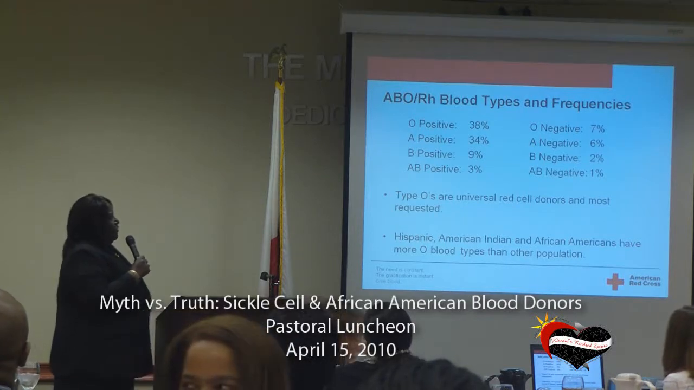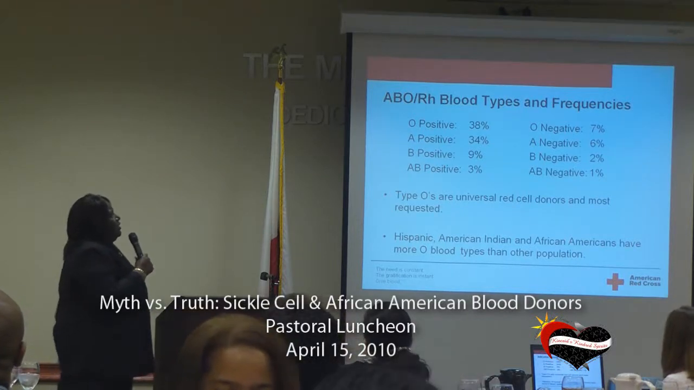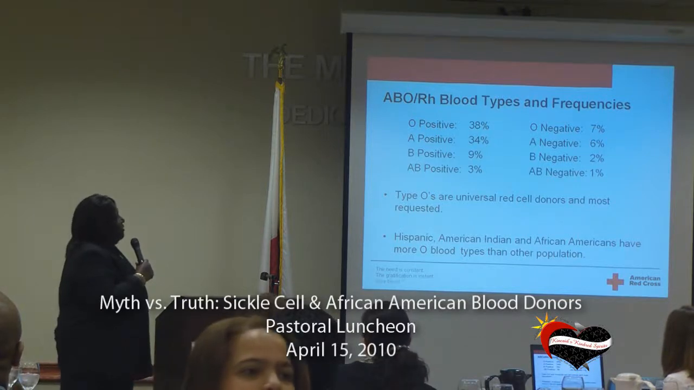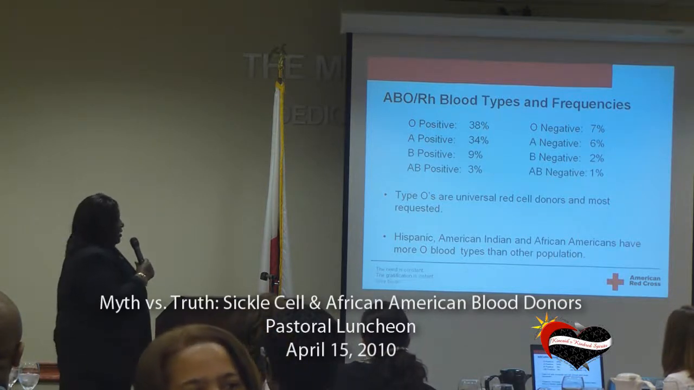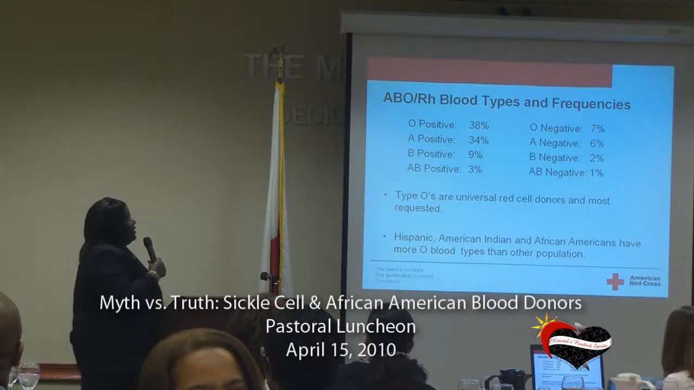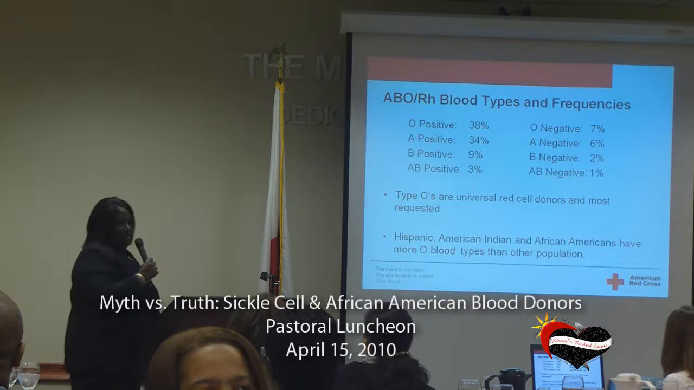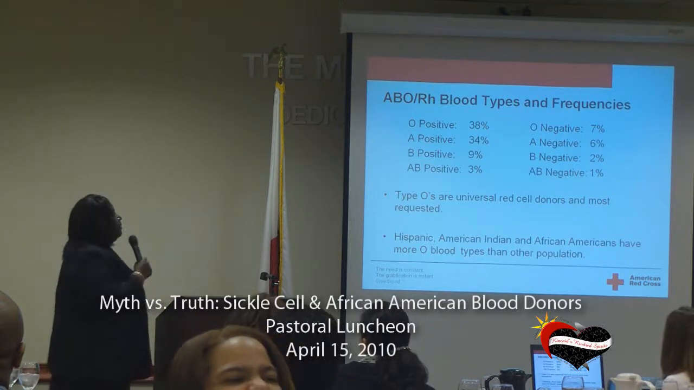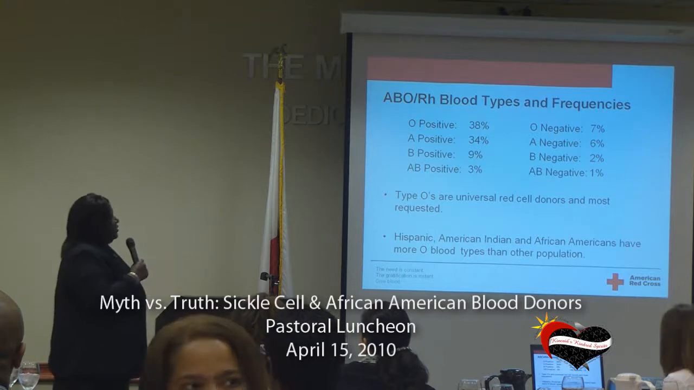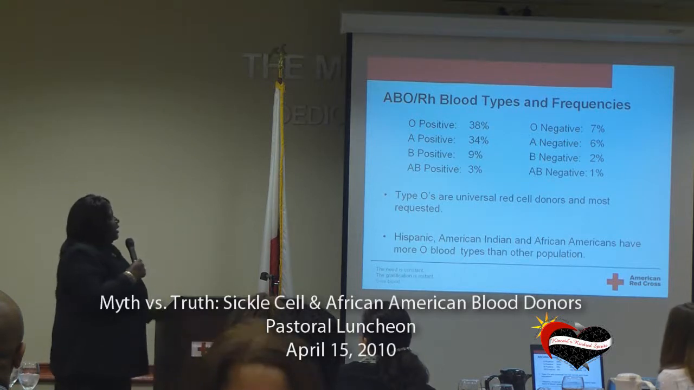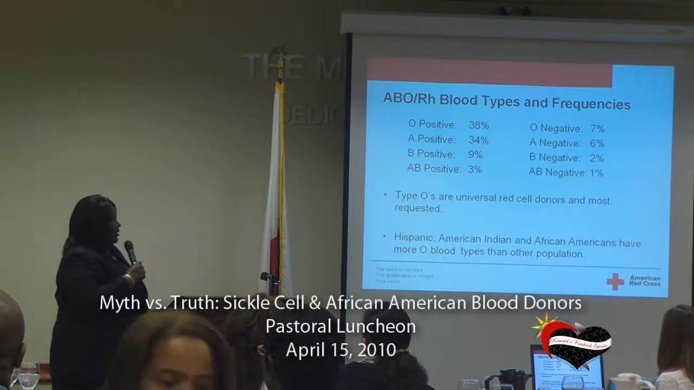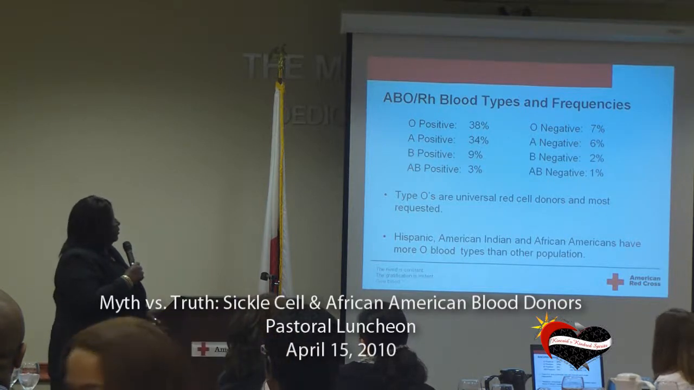Of the ABO type frequencies, you can see that type O is the most prevalent, followed by type A, then type B, and then AB. Type O is the universal red cell donor and the most requested because everyone can receive type O blood, no matter what your blood type is. Hispanic, American Indian, and African Americans have more O blood types than any other population.